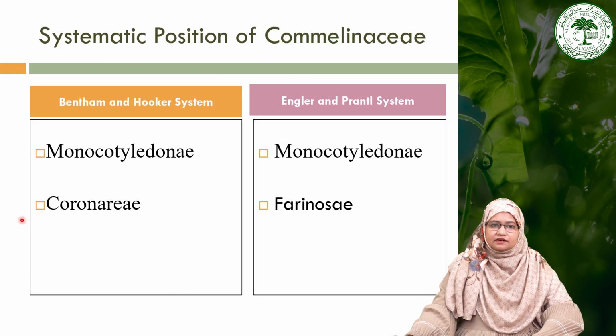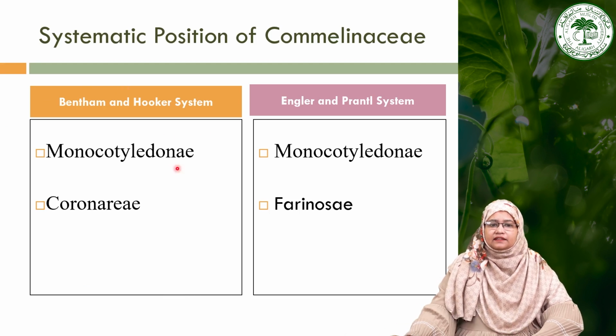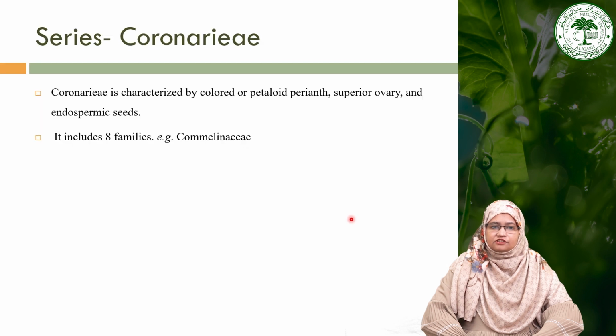If we compare the systematic position of the family Commelinaceae, according to Bentham and Hooker it is placed in monocotyledons and the series Coronariae, and Engler and Prantl place this family in monocotyledons in the order Farinosae. So these are the comparative systematic positions according to the Bentham and Hooker system and the Engler and Prantl system.